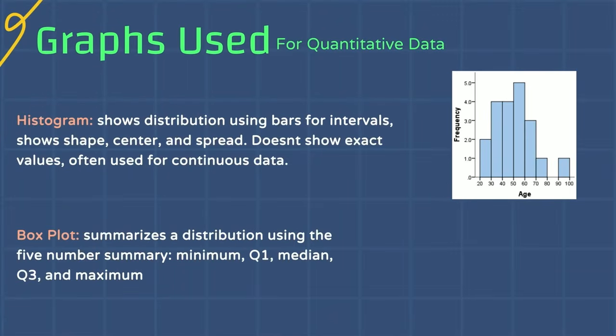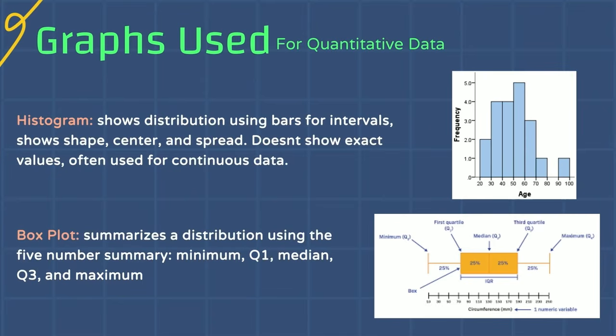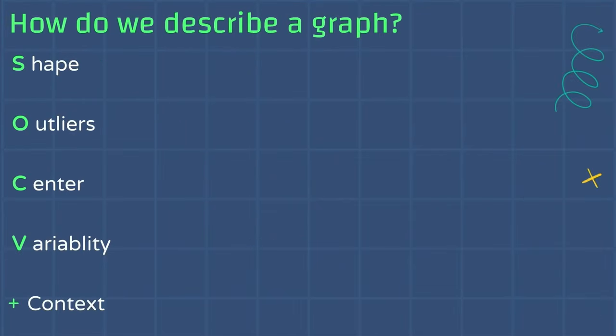And another graph are box plots, which summarize the distribution using the 5-number summary: the minimum, quartile 1, the median, quartile 3, and the maximum. And each part represents 25% of the data. So the minimum to the first quartile is 25%, quartile 1 to the median is 25%, and so on and so on. So, how do we describe a graph?